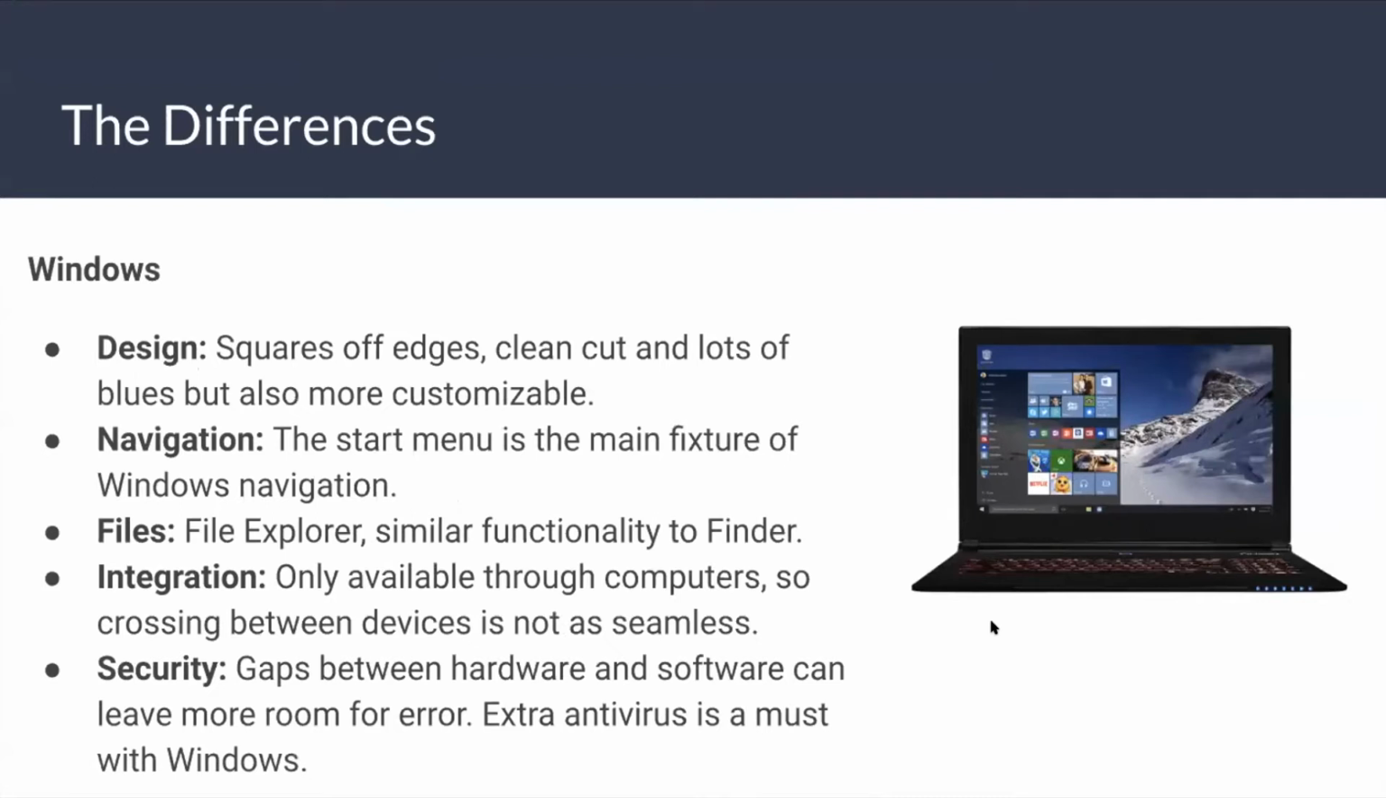Next, for Windows devices. To start off with its design, it has squared off edges, a clean cut design, and lots of blue, which are also more customizable. For navigation, rather than having the Finder, it has the Start menu, and it is the main fixture of the Windows navigation. As you can see in this screenshot to the right, this is the navigation panel. For files, it has File Explorer, which is similar in functionality to Finder.